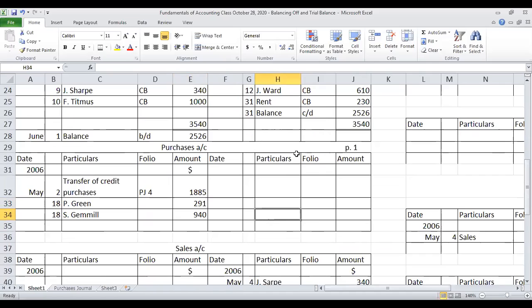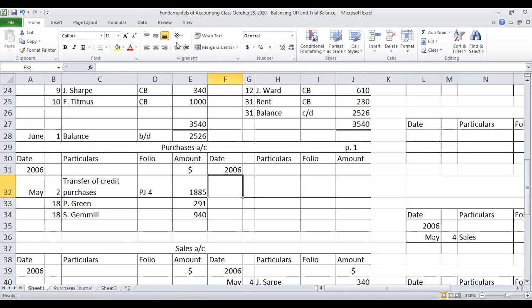All right, for the purchase account, we'll do the same thing now. Balance up again. Now, you're going to add up both sides as usual. So you have 1,885 plus 291 plus 940, and that will give you a figure of 3,116. Now, obviously, there is 0 on the other side. You put in the 3,116.